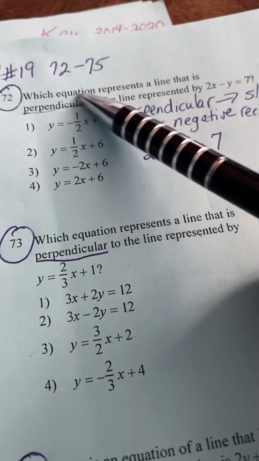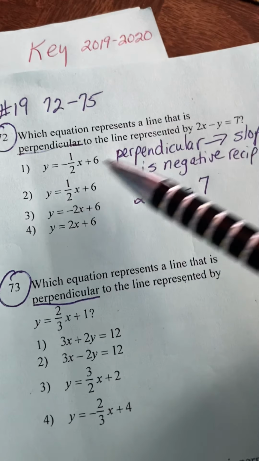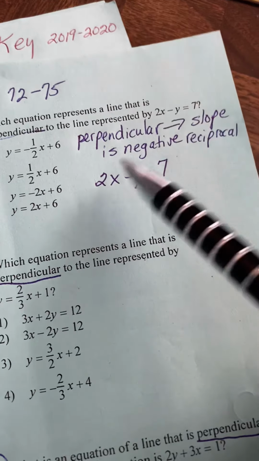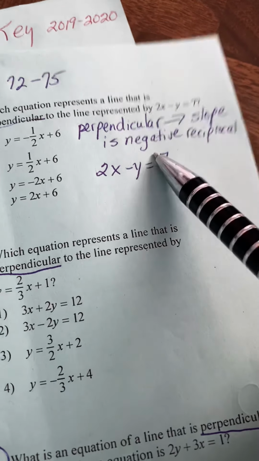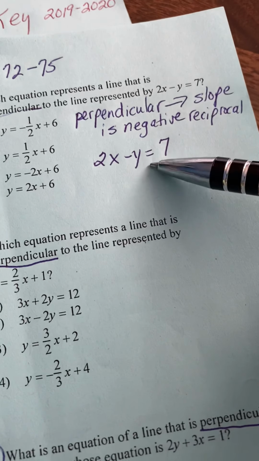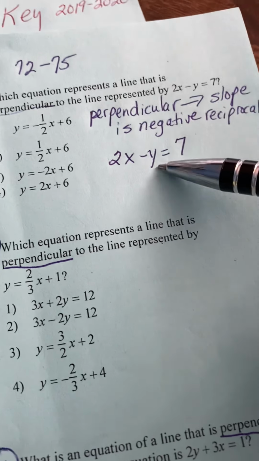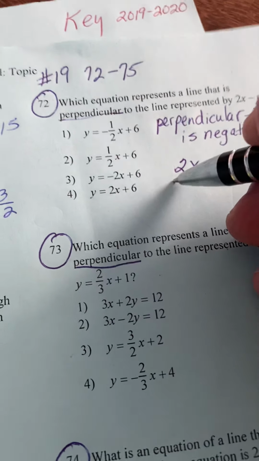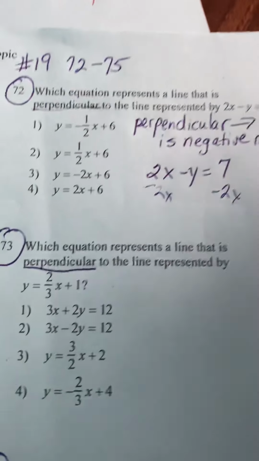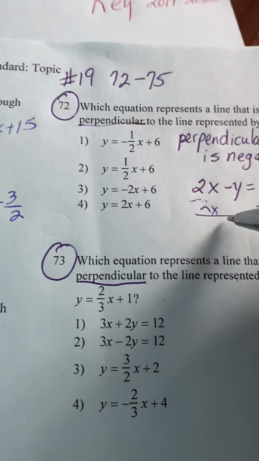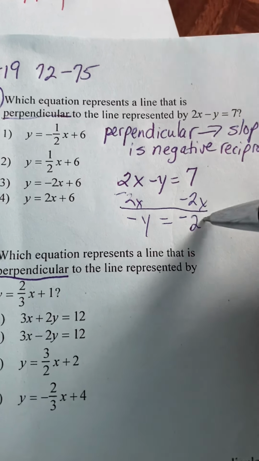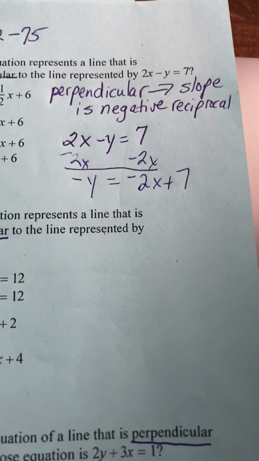Okay, so we've got which equation represents a line that is perpendicular. So make sure you write down perpendicular means the slope is the negative reciprocal. So we're going to flip and negate this. So the equation is right here. So I copy down the equation and I'm going to get y by itself. So I want to do minus 2x. So we get minus y equals minus 2x plus 7, okay?